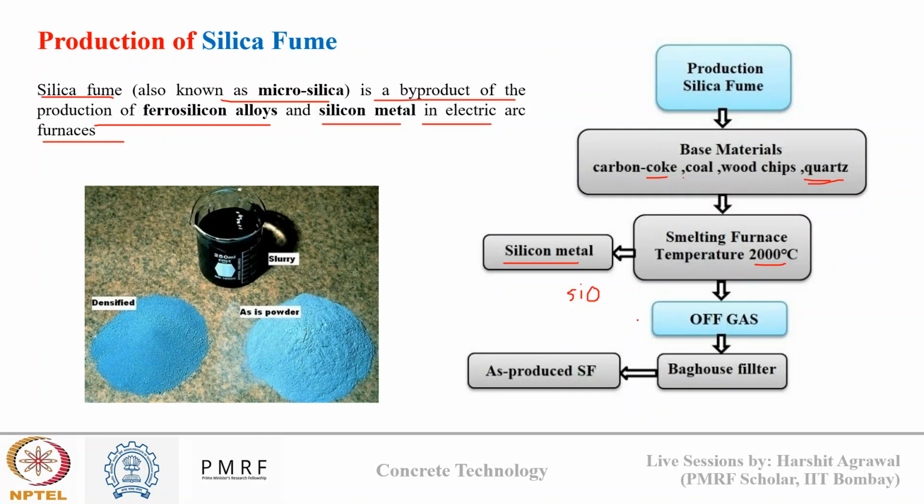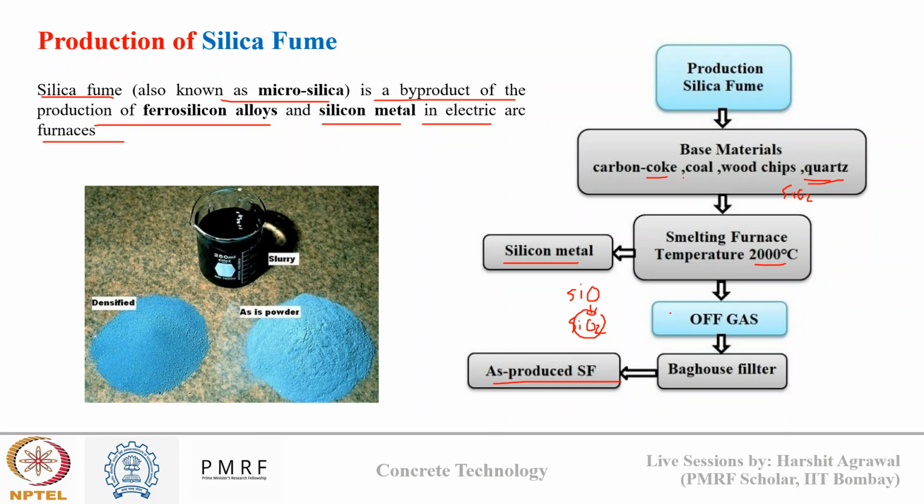Okay, when this SiO gas reacts with oxygen in the cooler part of the furnace, it again oxidizes back to SiO2. So initially I had SiO2 only, which I converted to produce silicon metal and SiO. But this SiO gas again rises and reacts with oxygen to form SiO2. Okay, this exhaust gas is then collected into a baghouse filter, which is where fine silica fume particles are captured. So these SiO2 particles are the fine silica fume captured in the baghouse filter. Okay, and this is how we produce silica fume.